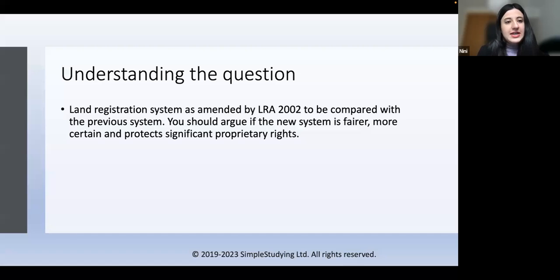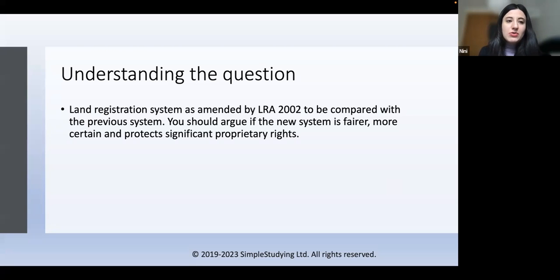Firstly, you should understand what the question is asking you. One of the most common mistakes that law students make, and why they get low grades, is that they misunderstand the question. Most of the time when they see a question about the Land Registration Act, they write everything they know about the Land Registration Act, all the cases, without providing any arguments or any analysis. If you do that, most likely you will not be able to pass.